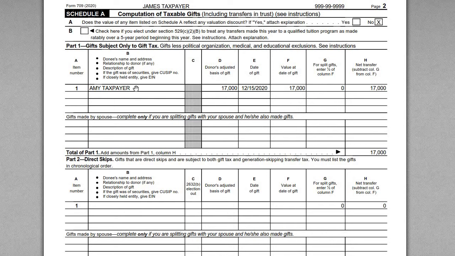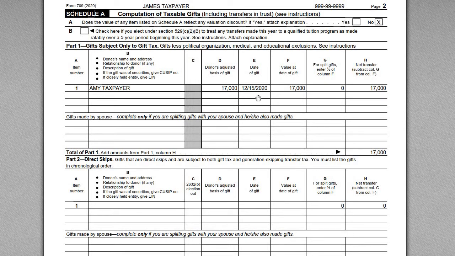You can attach a schedule that provides more detail here as requested, right? So the relationship to the donor, the description of the gift, in this case it's cash. Columns D through H here: the basis in the gift, in this case it's cash. A taxpayer's basis in cash is generally always just whatever the cash amount is. It's a lot different than, let's say, property, where you have a cost basis and then some depreciation or something. In this case, his basis in cash is just the cash amount, right?